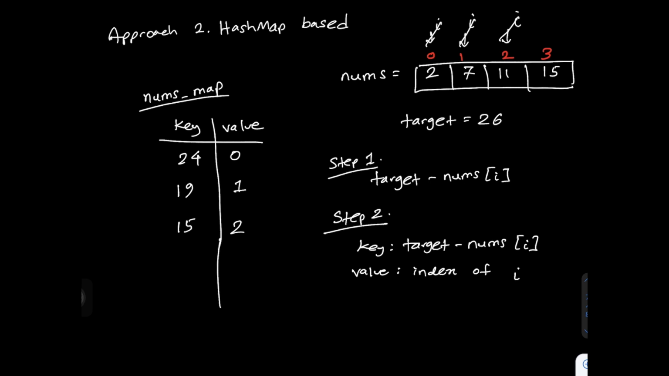And then we move on to the last value, which is 15. Now comes the significance of this step that we're doing. Is 15 present in the nums map? Yes, it is. It is the key, right? So what does it mean?